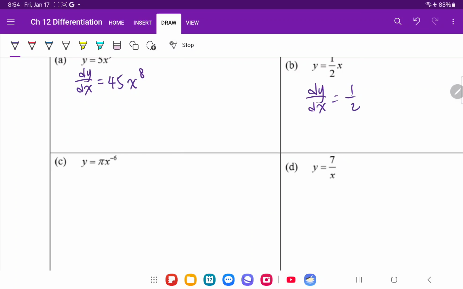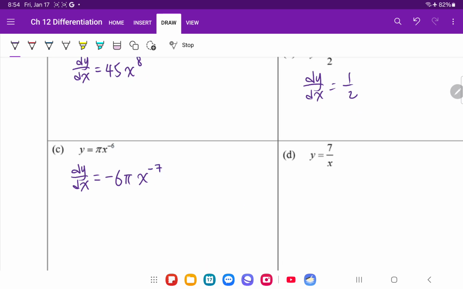Next question. dy/dx. Let's do it a bit faster also. Power comes down. So negative 6 times pi is negative 6 pi. Then x. Power minus 6, subtract 1. That becomes negative 7. Written as positive indices, 6 pi on top, x power 7 below.